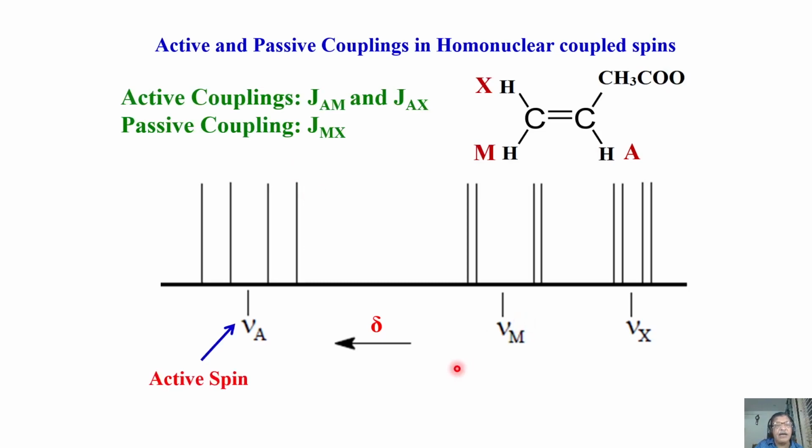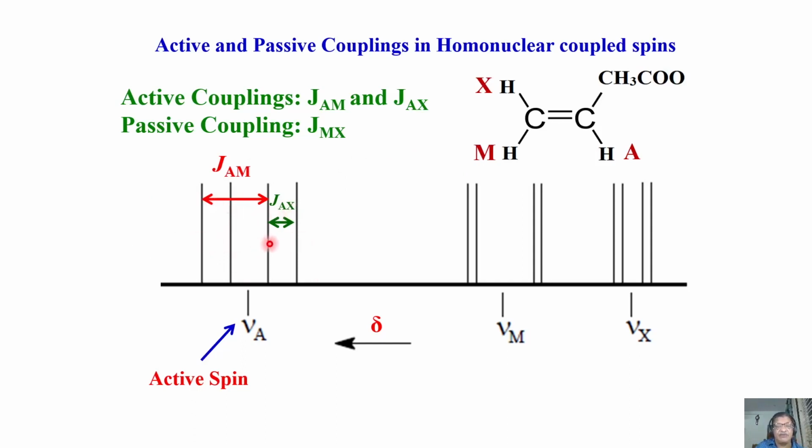This is an active spin, and the active couplings are AM and AX, and the passive coupling is MX. What is going to happen is this I will consider as a large coupling, AM coupling. No, this should be AX coupling, doesn't matter. Trans is large, it doesn't matter. This is one coupling and this is the other coupling. Oh, this is large still, okay. This is a small coupling. Oh, it should be the other way. This is AX and this is AM, because this AM vicinal 3-bond coupling is smaller than the trans coupling. That is in a realistic situation. But okay, let us assume, whatever may be the case, this is the way you understand.